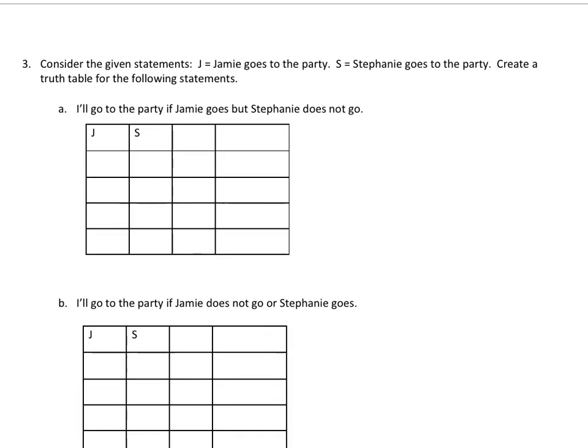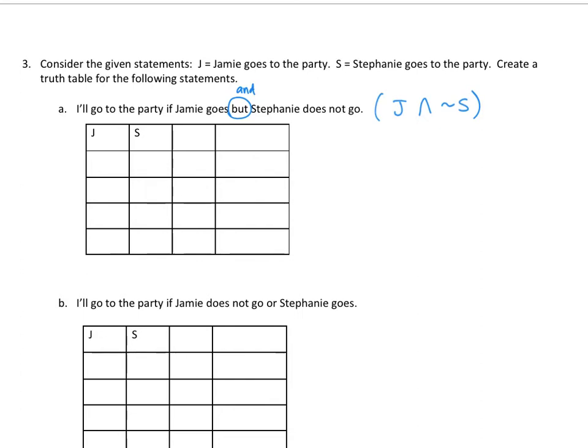Consider the given situation. J means Jamie goes to the party. S means Stephanie goes to the party. Create the truth table for the following statement. Go to the party if Jamie goes but Stephanie doesn't go. Again, this is true in logic, but is basically the same as and. So Jamie goes and Stephanie doesn't go. If I were to translate, Jamie goes and Stephanie doesn't go, so it's negation of S.